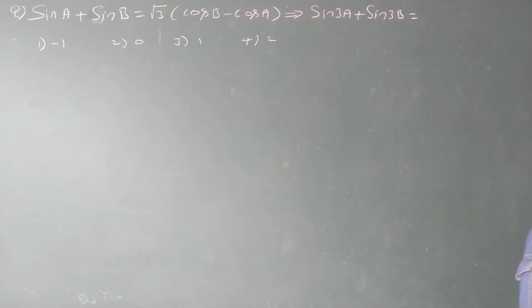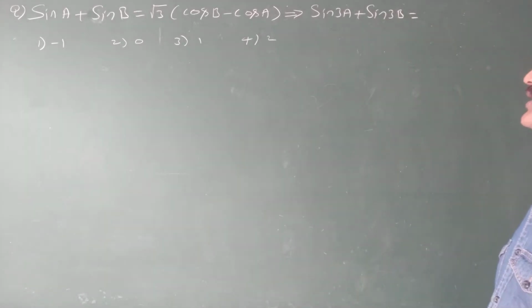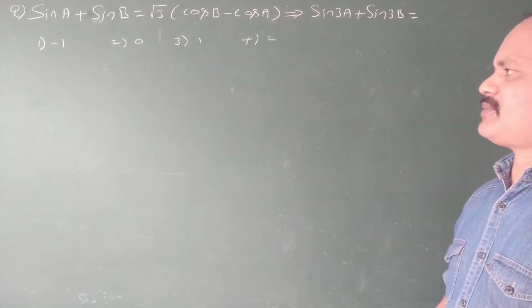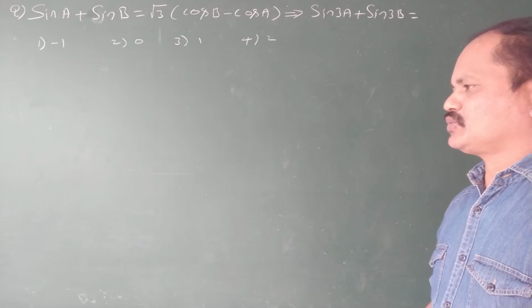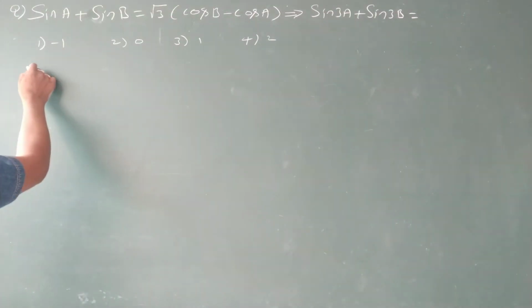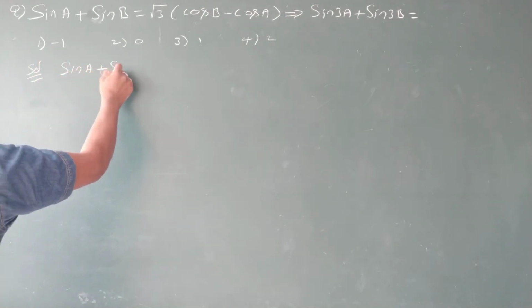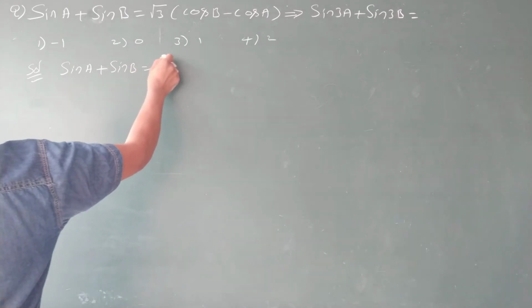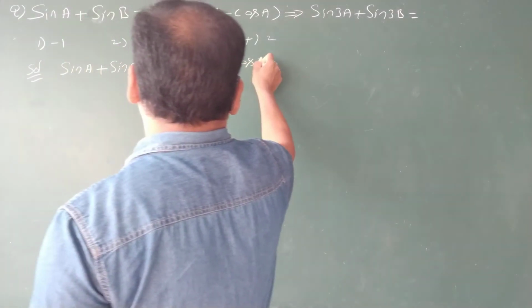Now the next question, that is sin A plus sin B is equal to root 3 times cos B minus cos A. Then sin 3A plus sin 3B is equal to: first option minus 1, second option 0, third option 1, and fourth option 2. So solve this question. Take the relation, that is sin A plus sin B is equal to root 3 times cos B minus cos A.